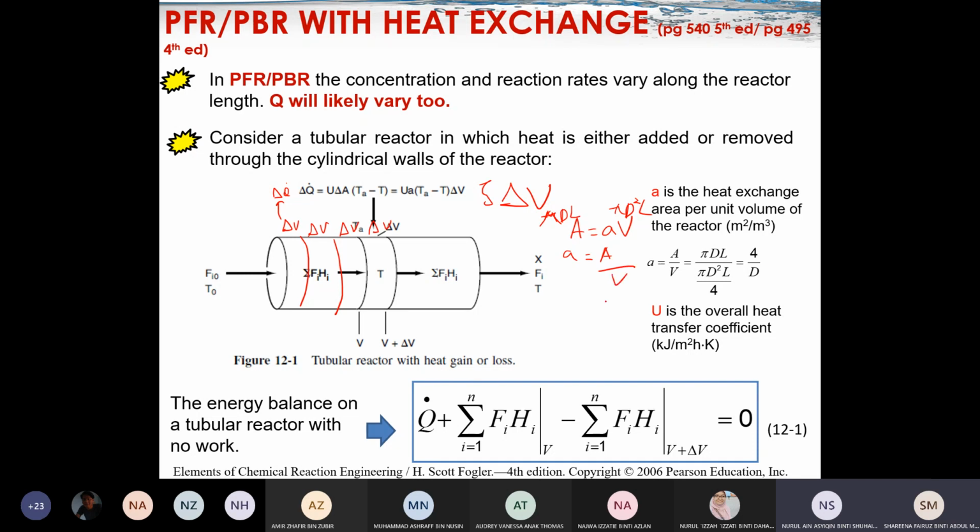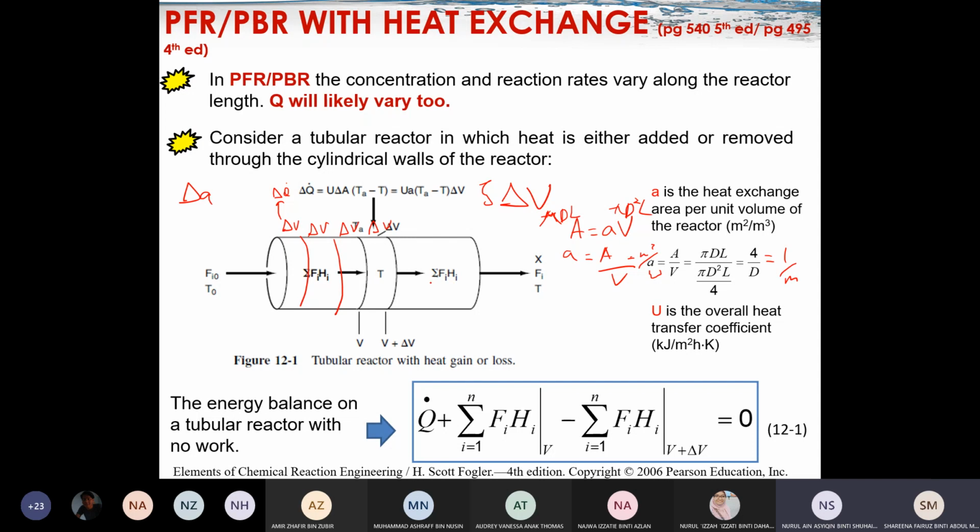Okay, that's why this one usually you will have a unit of 1 over m lah. Okay, m2 over m3. Okay, so whereby dia change pada V tapi pada a ni dia tetap sama. Okay, that's why dia tak ada terms of a ni. Alright. Okay, sebab dia assume area per unit volume is fixed along the reactor.